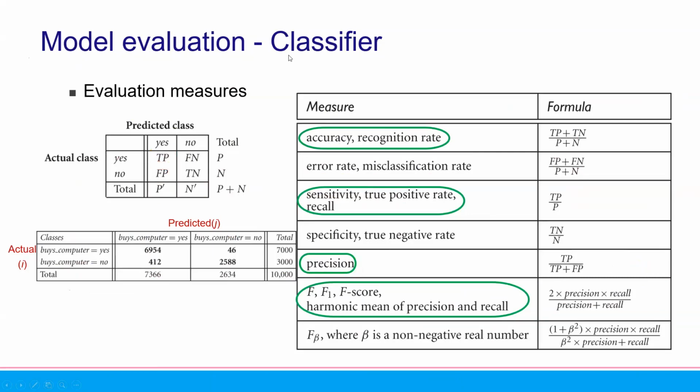Sometimes we need to check the F1 score or F score, the harmonic mean of precision and recall. So we will use this formula: 2 multiplied by precision, precision is here, recall is here, divided by precision plus recall. So usually we will use this one if the data is not balanced.